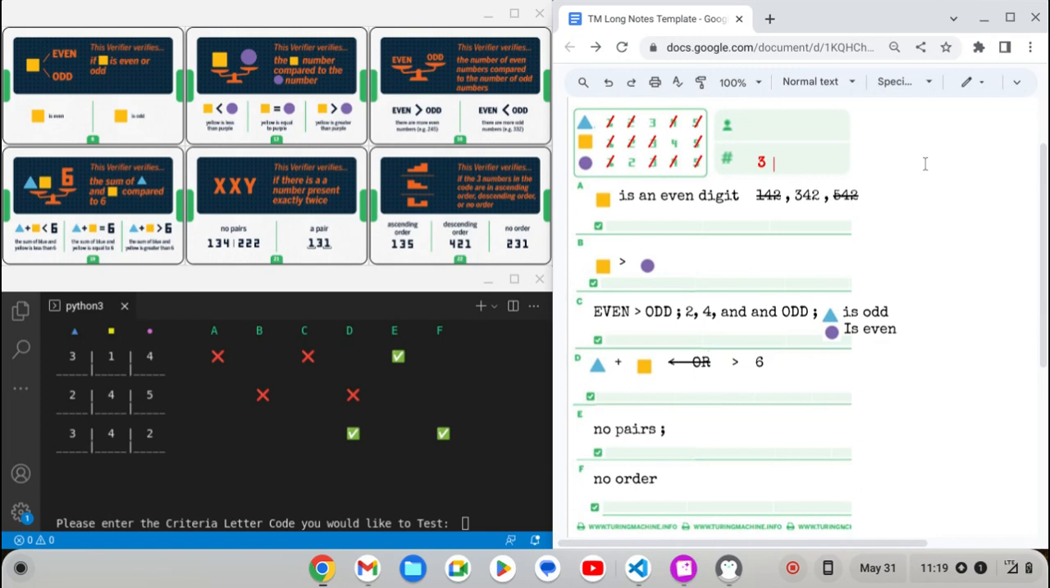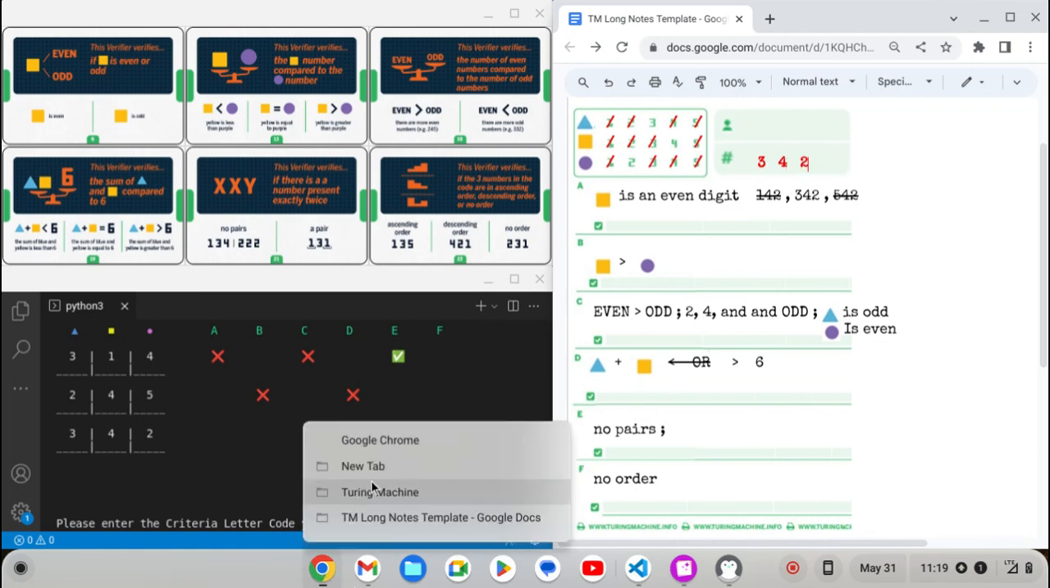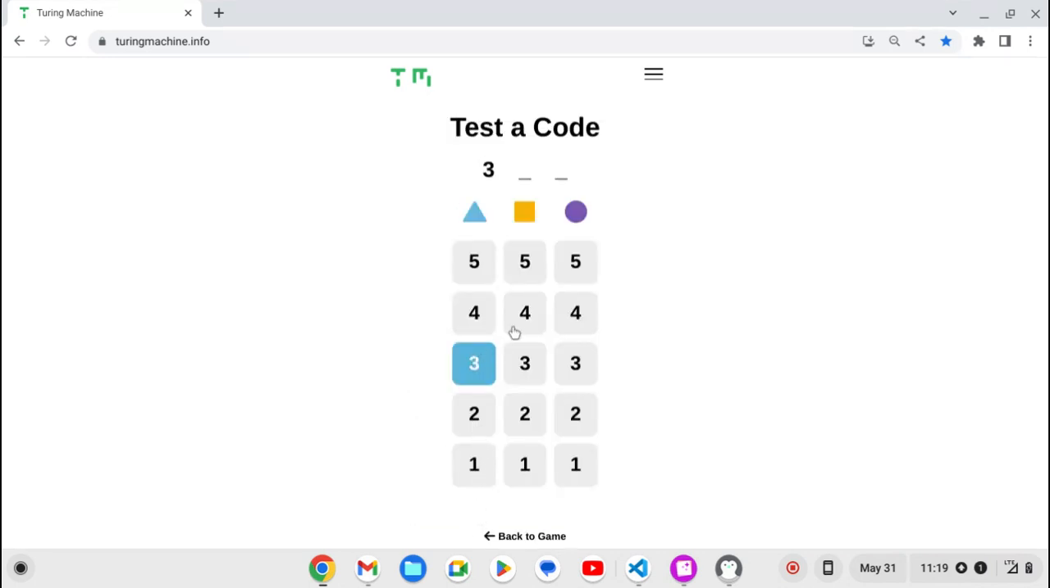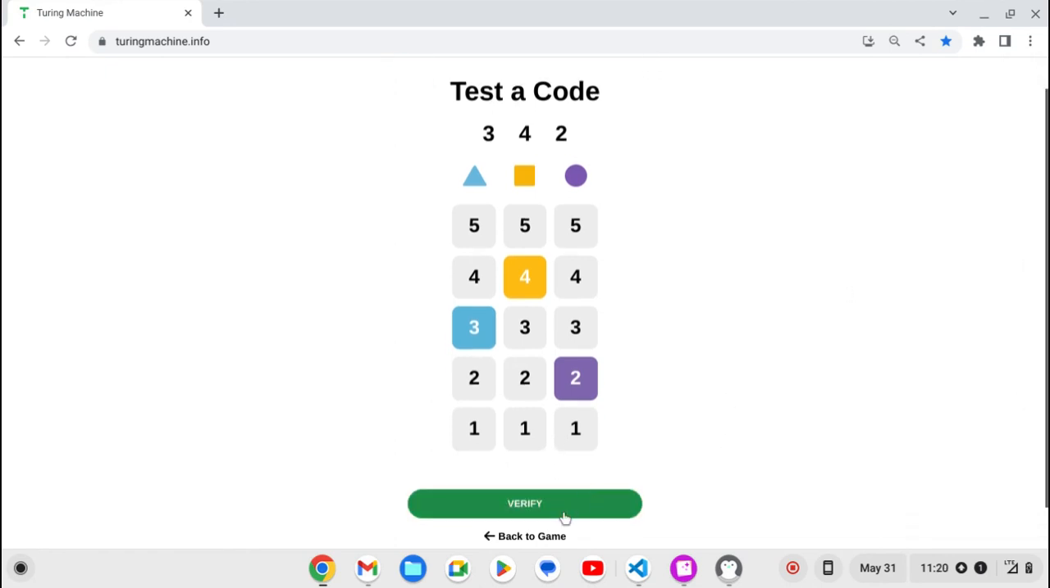Okay, again, it's still a little slow. So let's go to turingmachine.info and verify our solution of 3, 4, 2. All right, 3, 4, 2. And let's verify. Okay, fantastic, we got it.